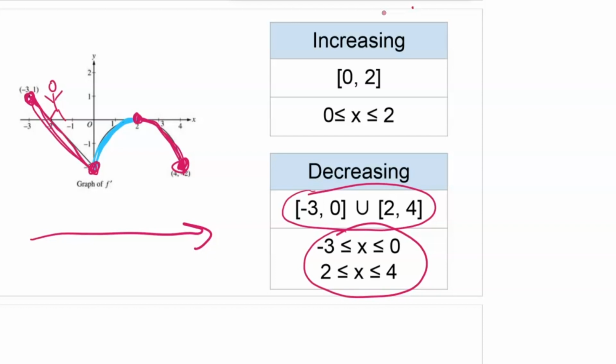And then if we look at the section that is increasing, that starts here at 0, and it increases from 0 to 2. So we would write it like this with the brackets. It's increasing from 0 to 2. Or we can write it with the inequalities. 0 is less than or equal to x is less than or equal to 2.